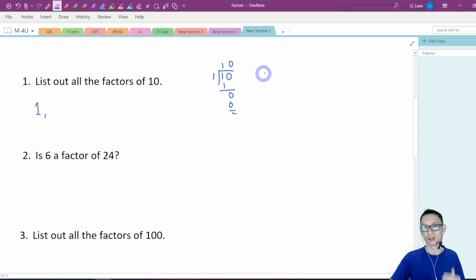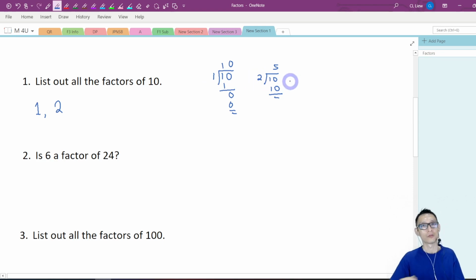Now let's test 2. Since I want to test 2, the 2 will be the divisor. 5 times 2, you will get 10. No remainder. Therefore, 2 is a factor of 10 as well. Actually, when you do the division like this and see no remainder, these two numbers are both factors of 10. 1 and 10 are factors of 10. 2 and 5 are also factors of 10. But now I'm going to show you one by one. I want to test 1, so you put the 1 as the divisor. If you want to test 2, put the 2 as the divisor.